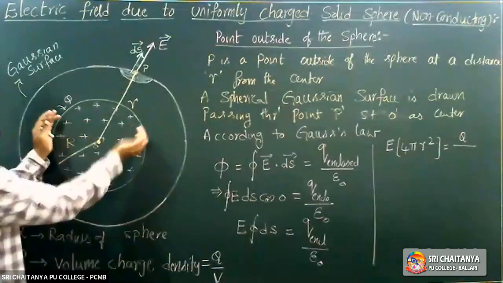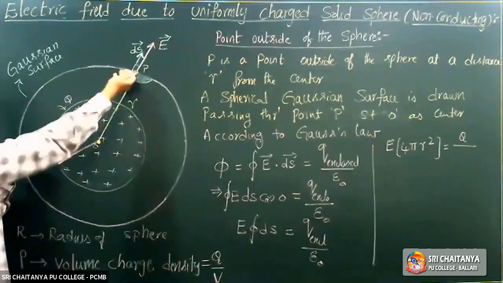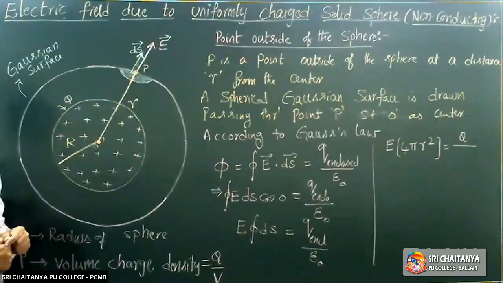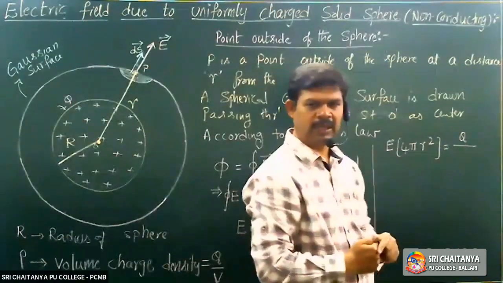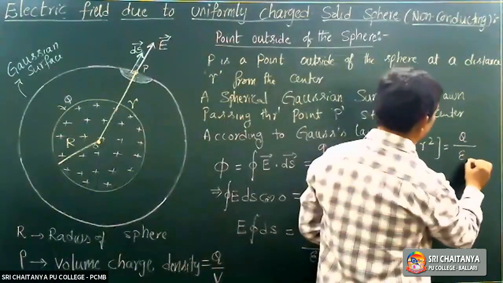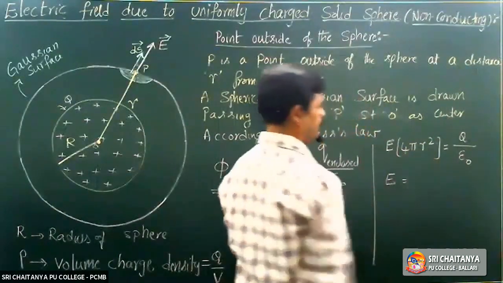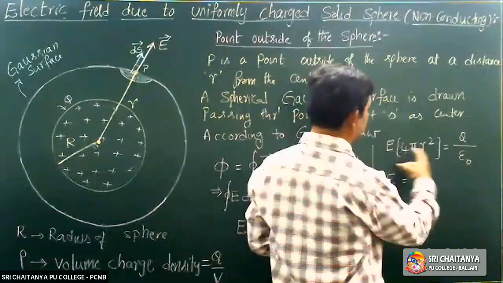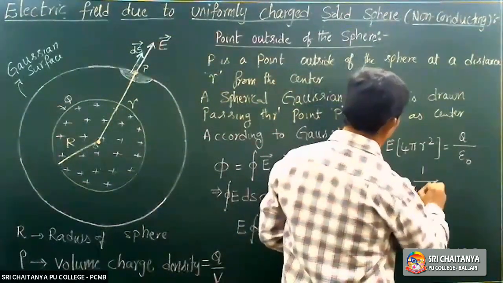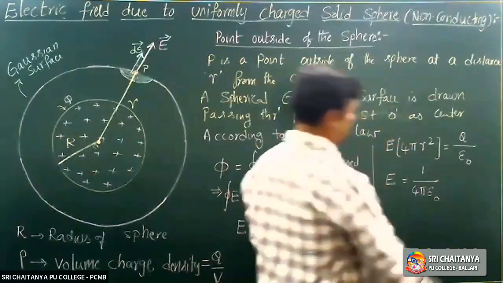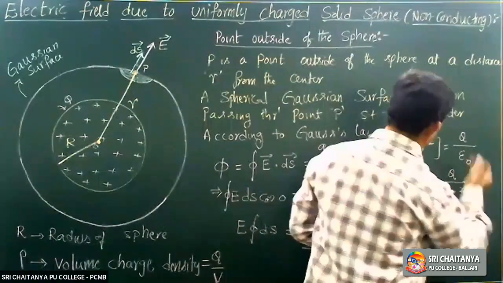See, this total sphere is enclosed in the Gaussian sphere. So whatever the charge inside of it is completely enclosed. So charge enclosed is total Q by epsilon naught. Then E is equal to, bring this 4 pi r square here, 1 by 4 pi epsilon naught Q by r square.